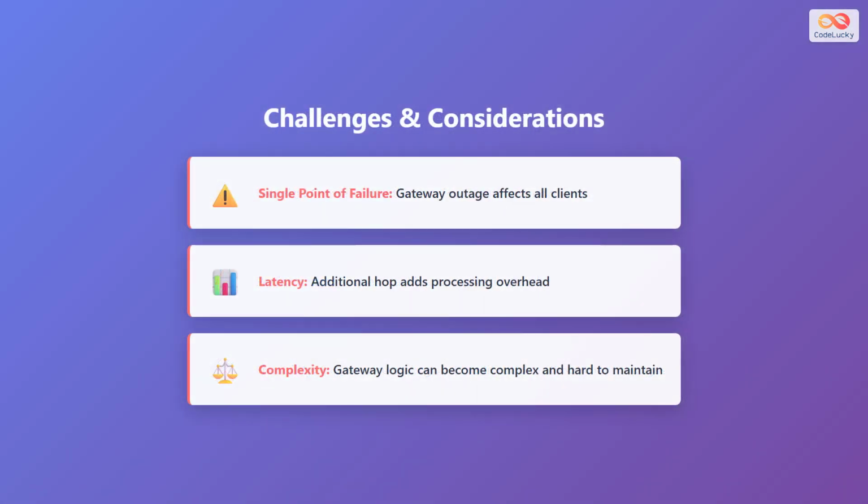However, there are important challenges to consider. The API gateway becomes a single point of failure, meaning if it goes down, all clients lose access to your services. This requires high availability strategies like redundancy and failover mechanisms. Second, the gateway introduces an additional network hop, which adds latency to every request. Finally, the gateway logic can become complex over time as you add more features like authentication, logging, rate limiting, and request transformation. Managing this complexity requires careful design and code organization.